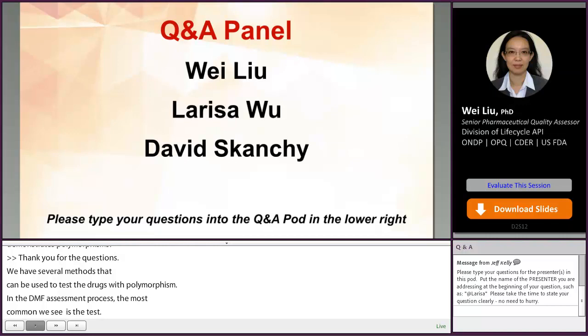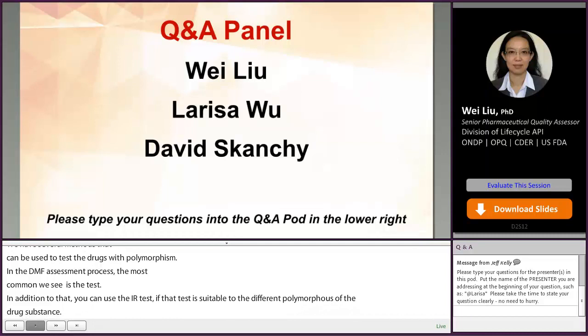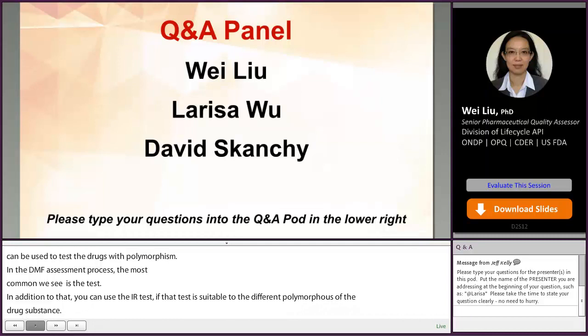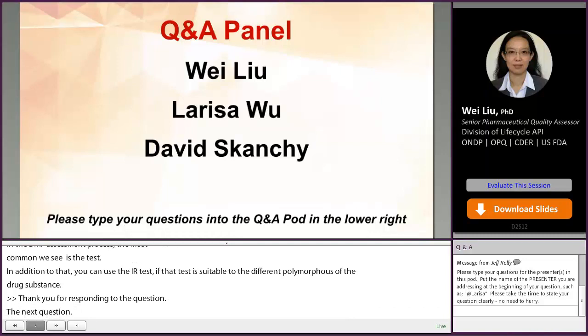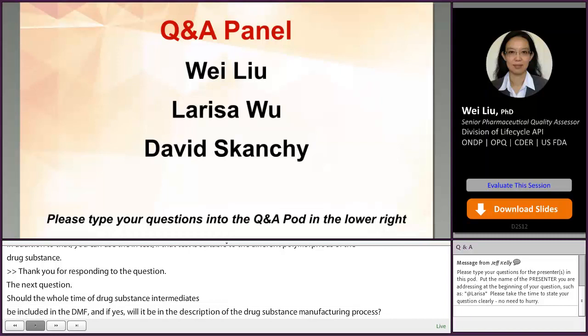The next question. Should the hold time of drug substance intermediates be included in the DMF/NDA, and if yes, will it be in the description of the drug substance manufacturing process? If you have any intermediate which is involved in a site transfer during the manufacturing process, you may put the hold time study in section 2.4 for the intermediates.